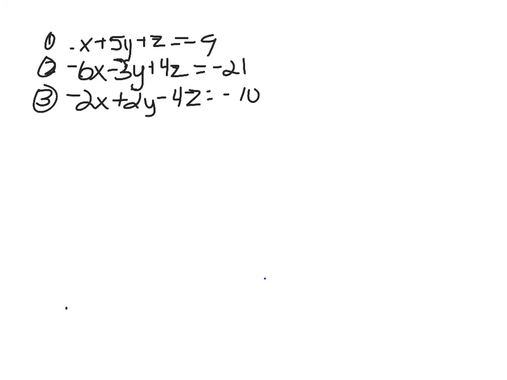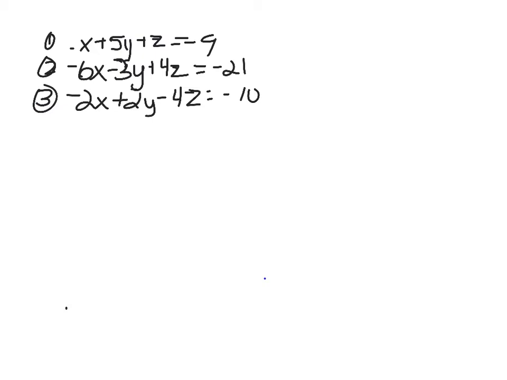Okay, so this is the review for test number 11. So number 1 is to solve the system of equations using elimination. Okay, so I have 3 equations with 3 unknowns. So I first labeled the equations here, equation 1, 2, and 3. So I'm going to start with equation 1 and 2, and then I'm going to go to equation 1 and 3, and I'm going to eliminate the same variable.